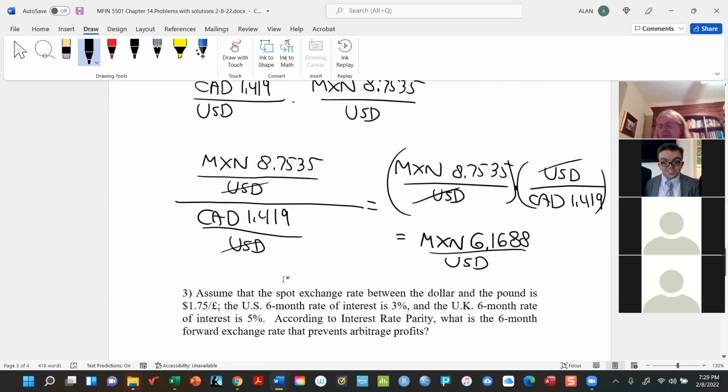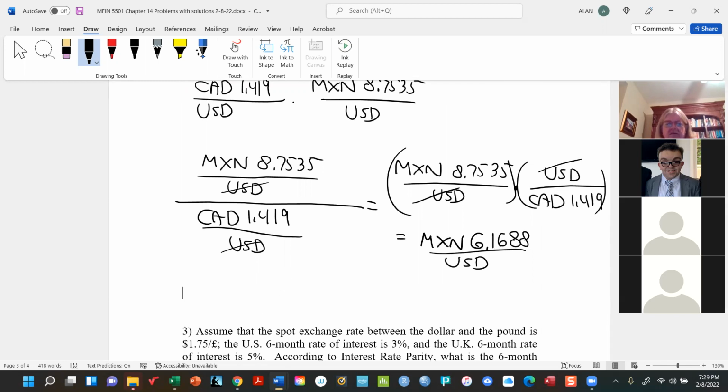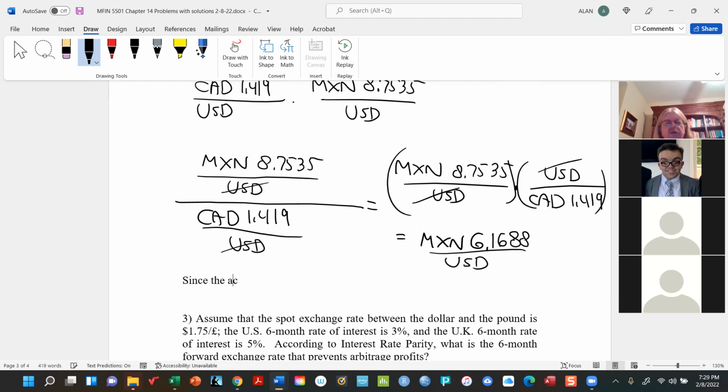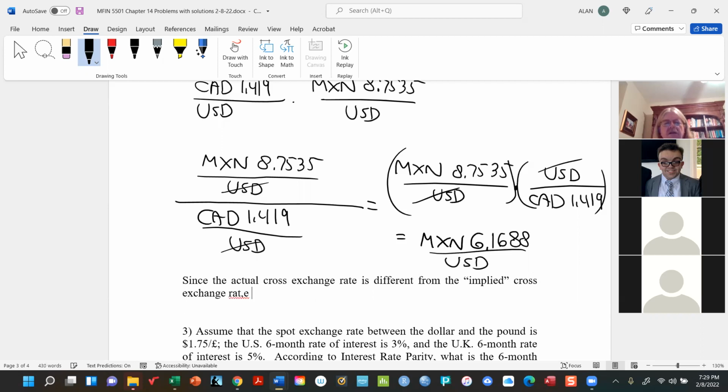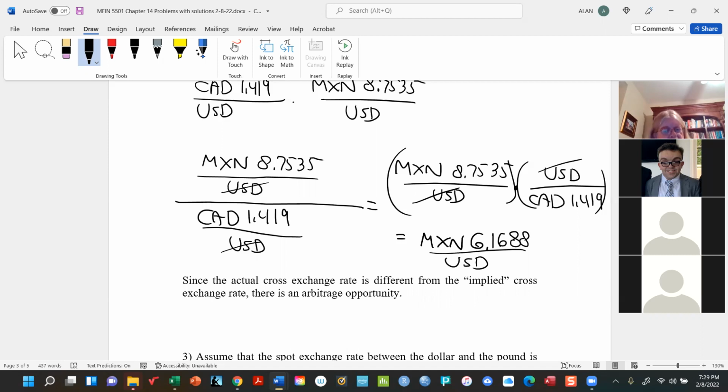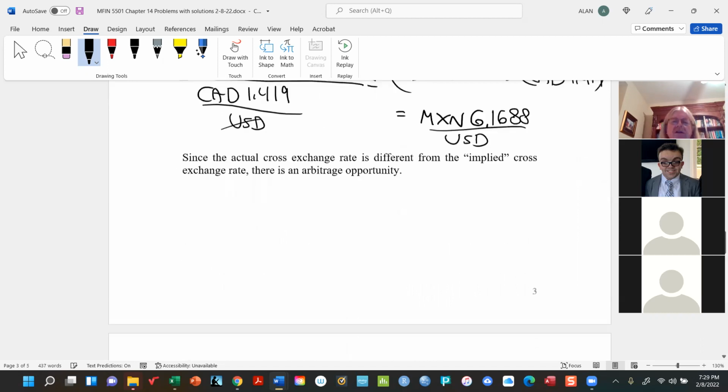Okay, so right away we know that since the actual cross exchange rate is different from the implied cross exchange rate, there is an arbitrage opportunity. That's all it takes. If they were the same, no matter what direction you go around the circle, or the triangle rather, you would end up with the same amount of money. So that's how you would know that there was never an opportunity in the first place.